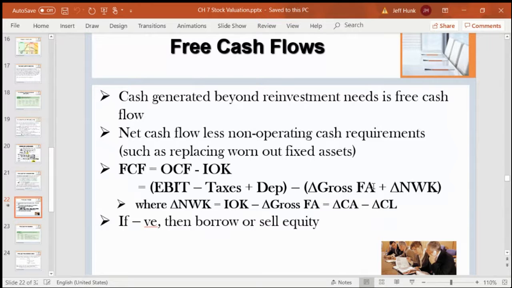Changing gross fixed assets means, if you expand your production capacity, right? More plant and equipment, there's additional reinvestment, right? Additional investment. Beyond that, cash generation. So this is literally free to the owners to spend as they please, right? That's why it's called free cash flow. Okay, but free cash flow is really, rigorously defined.